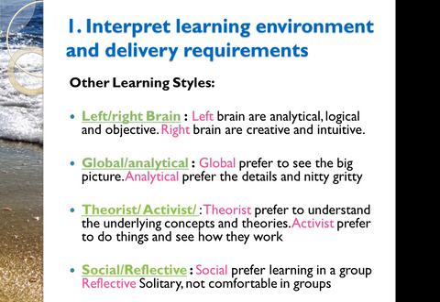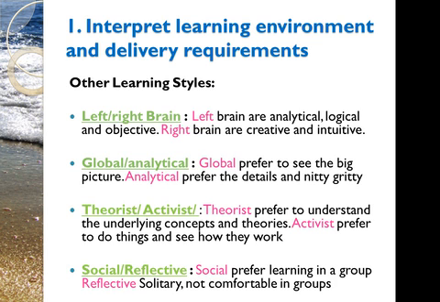Added to these, there are also a number of other styles. Left and right brain. Left brain's analytical, logical and objective. Right is creative and intuitive. Global and analytical. Global prefers to see the big picture. Analytical prefers the details and the nitty-gritty. Theorist and activist. Theorists understand the underlying concepts and theories, and activists prefer to do things and see how they work.